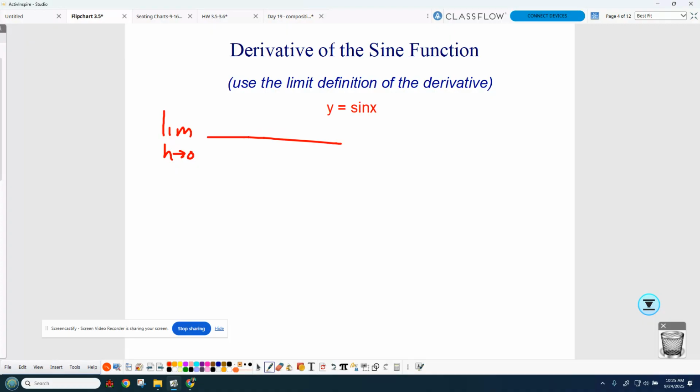f of x plus h minus f of x over h. Okay. Yep. So it wasn't f of x in this case, it's sine. And the hippie function, sine, cosine, the sines match, cosine, sine.